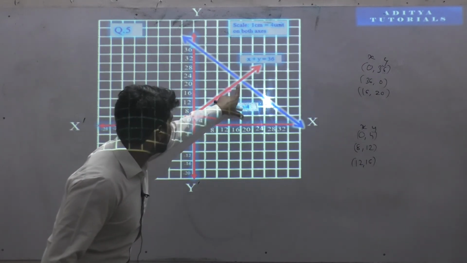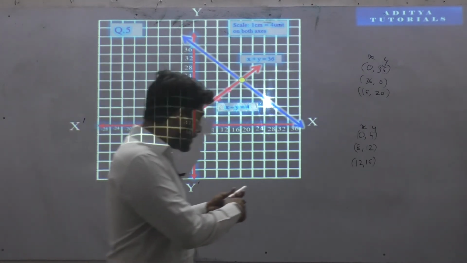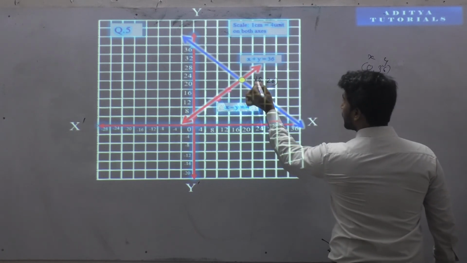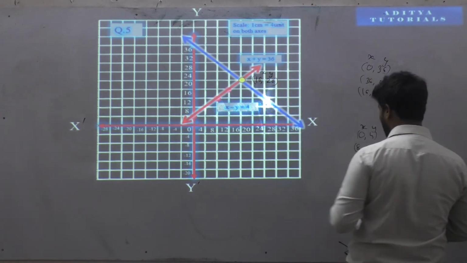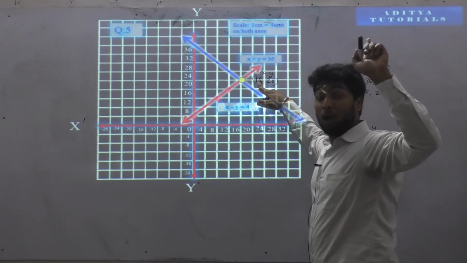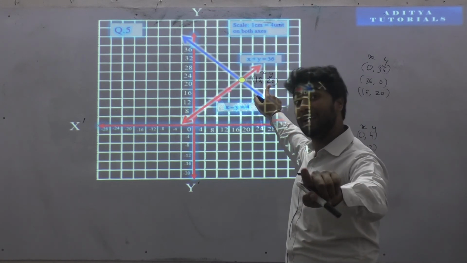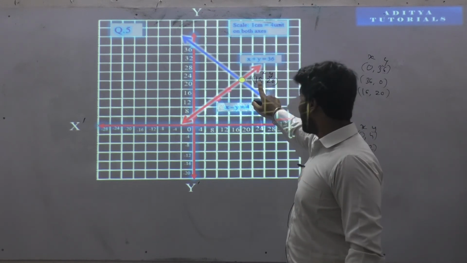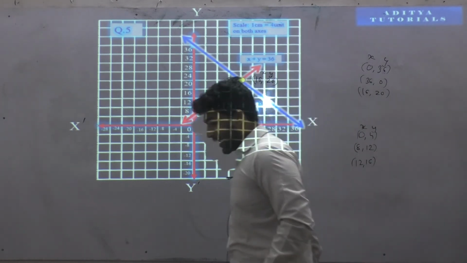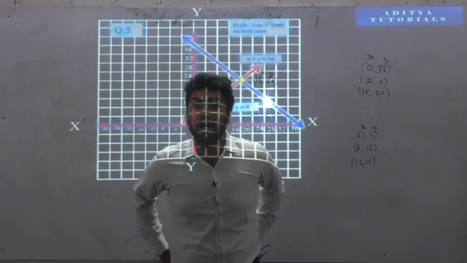It's 16 on the x-axis and 20 on the y-axis. That is 16, 20. This is our x and this is our y. And our x was nothing but the breadth. Remember? And breadth is always smaller than length. And our y was nothing but the length. So our breadth is 16 meters and our length is 20 meters. Hence, we got the solution, we got the dimensions of our rectangular garden.